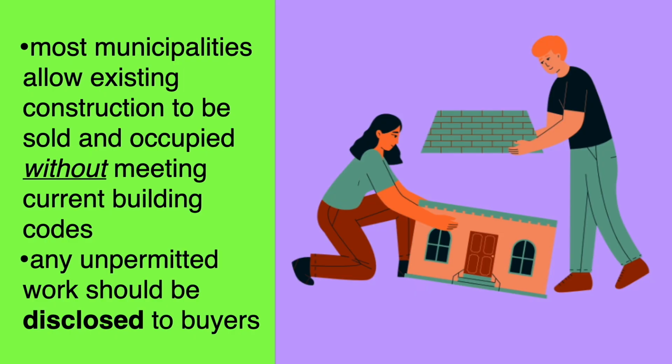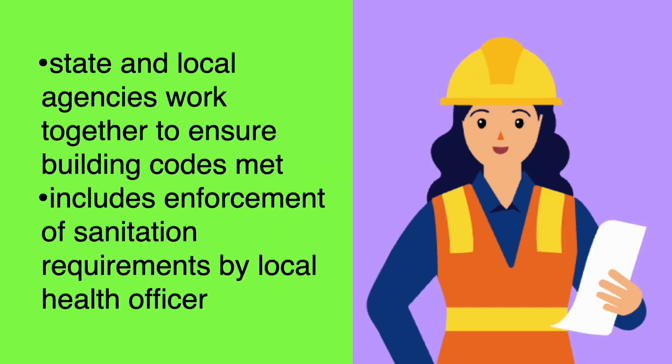Most municipalities allow existing construction to be sold and occupied without meeting current building codes. However, any unpermitted work should be disclosed to buyers. State and local agencies work together to ensure that building codes are met. This includes enforcement of sanitation requirements by a local health officer.